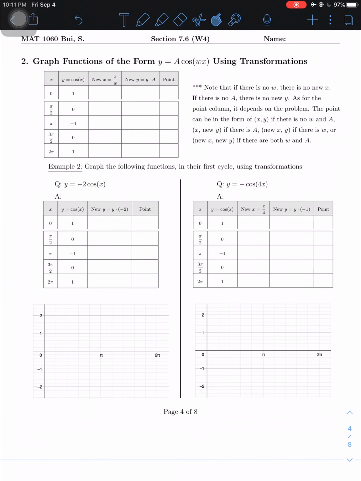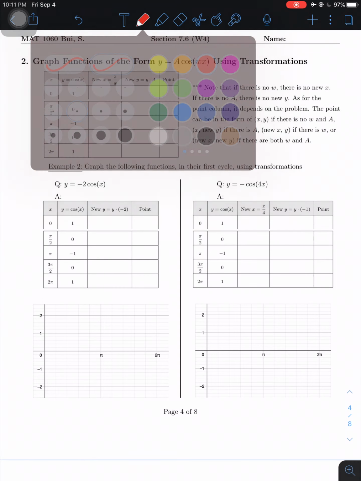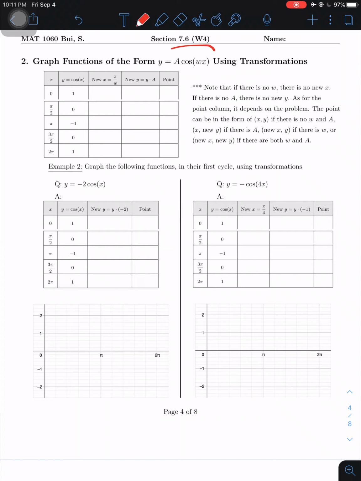Cosine function. Similar to what we had before for the sine function, for the cosine function we're going to have an A and a W, right? And we're going to have the same formula. The new x is x divided by W, and the new y is y times A.